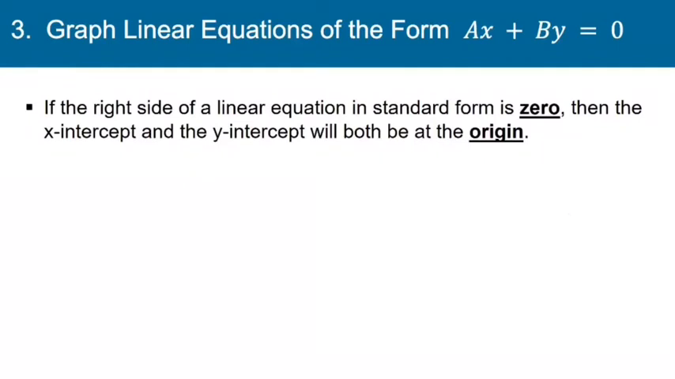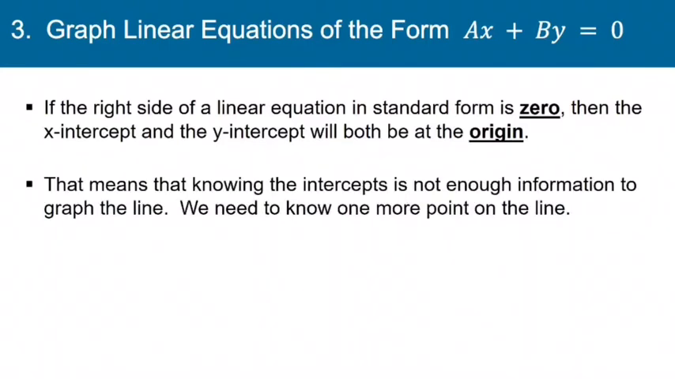Now let's talk about what happens when you have an equation that's in standard form, but the constant on the right side is 0. If the right side of a linear equation in standard form is 0, then the x-intercept and the y-intercept will both be at the origin. And that means that knowing the 2 intercepts is not enough information to graph the line, because in order to draw the graph of a line, you need to know 2 points. But if our intercepts are both at the origin, we really only have 1 point.